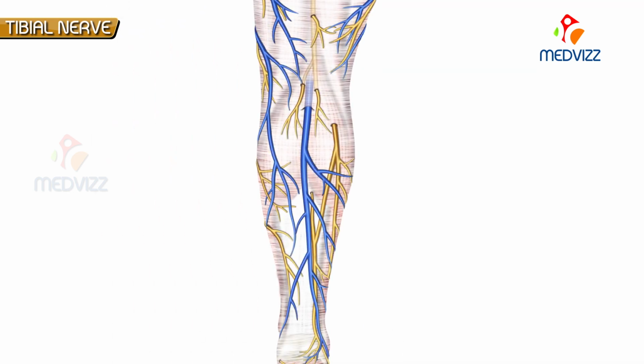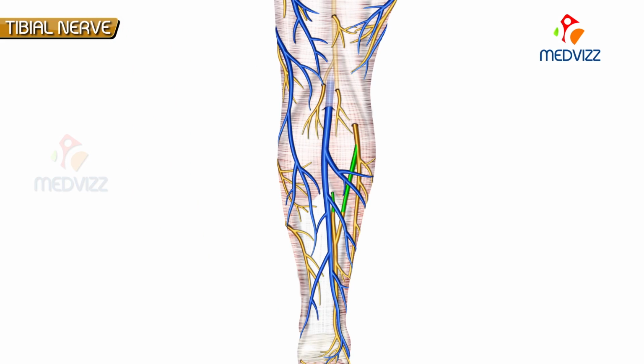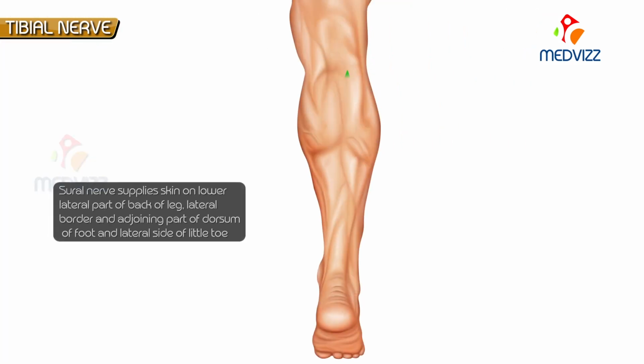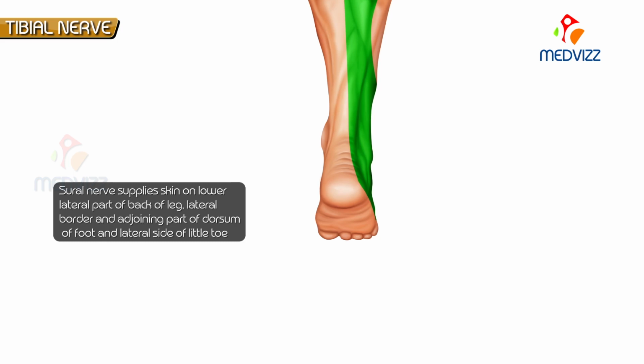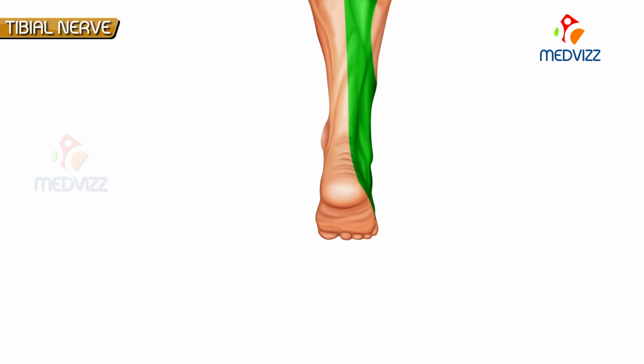Remember that the sural nerve is joined by a sural communicating nerve, which is a branch of the common peroneal nerve, and it supplies the skin on the lower part of the back of the leg, lateral border and adjoining part of the dorsum of the foot, as well as the lateral side of the little toe.